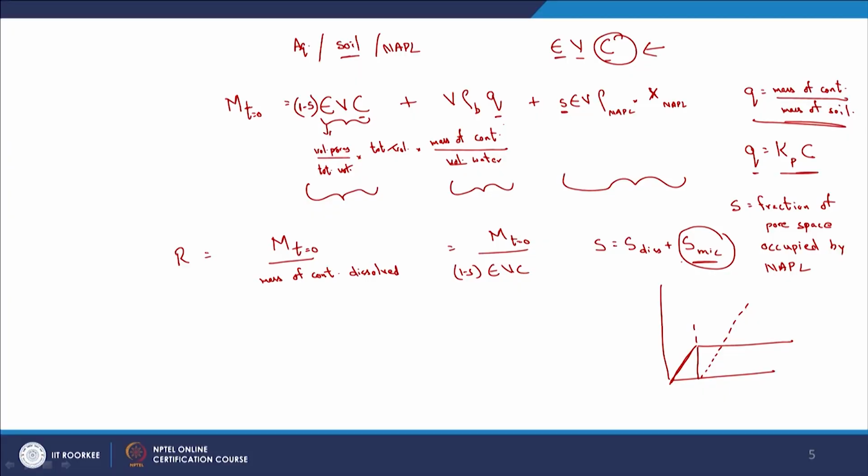That is something to keep in mind, and only the micelle phase can adsorb the relevant contaminant, right. So we are typically now going to look at this particular case, and what is this? This is nothing but S micelle, which is nothing but the amount of surfactant in micelle per volume of water.